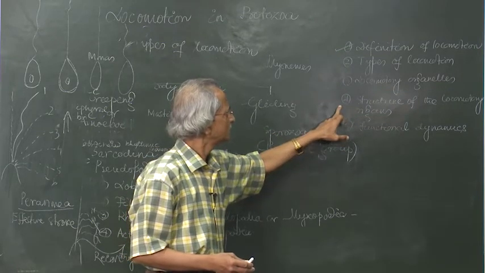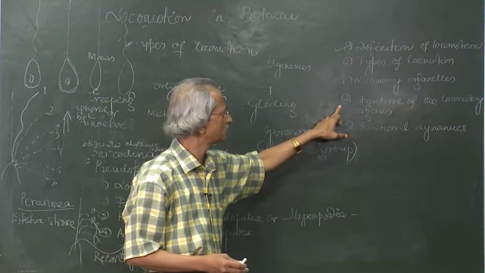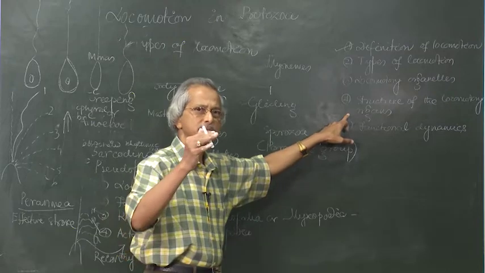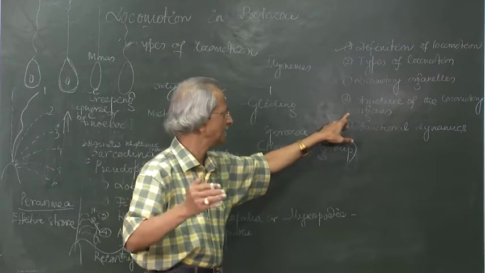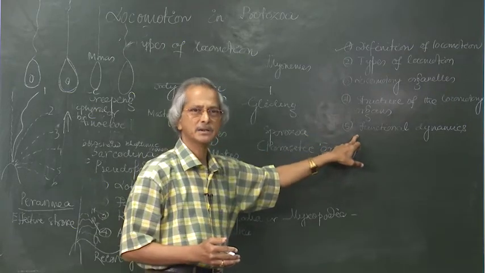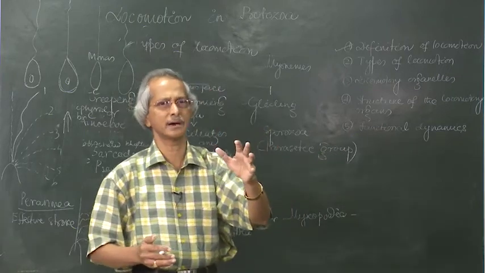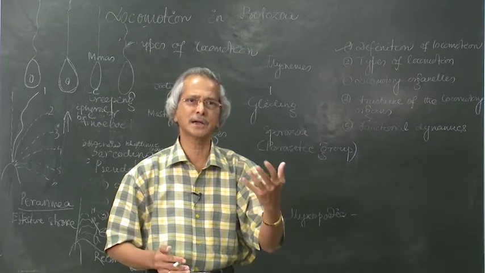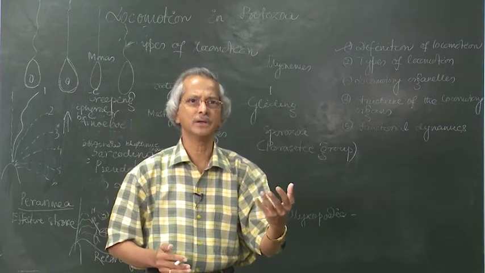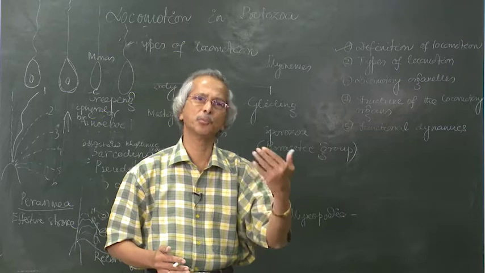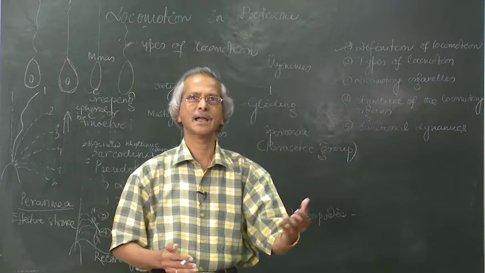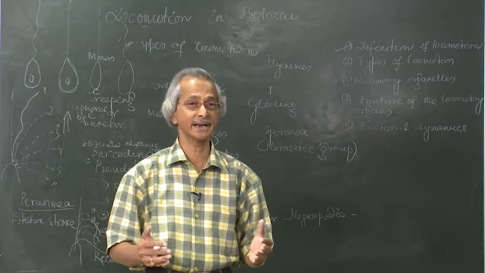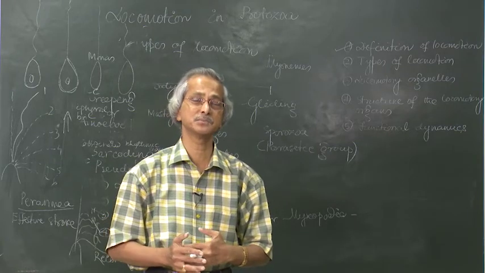the structural details of the locomotory organs, both pseudopodia, flagella and cilia, and the functional dynamics. When the locomotory organs exist on the body, what sort of activities do they perform so that the animal gets the opportunity to move from one place to another. I hope you must have remembered all this. Please read the things in detail so that you can have better conceptual clarity.